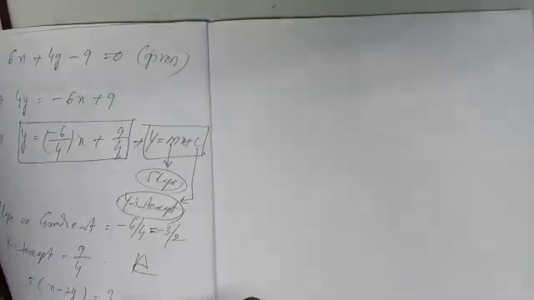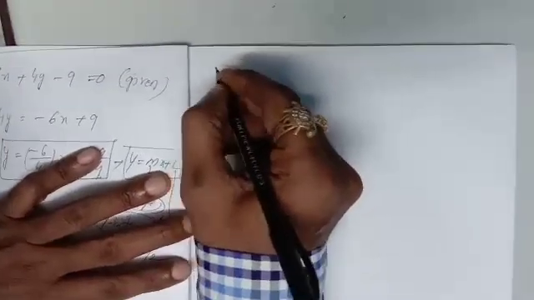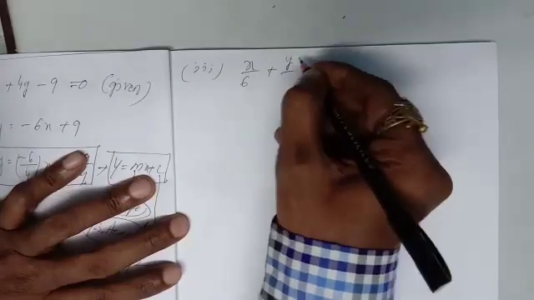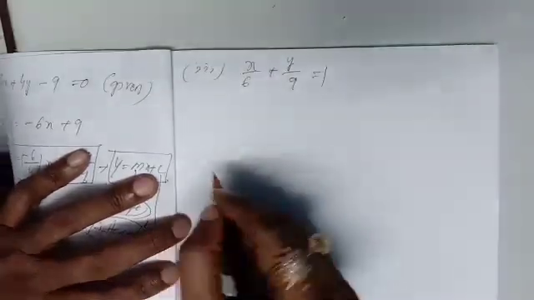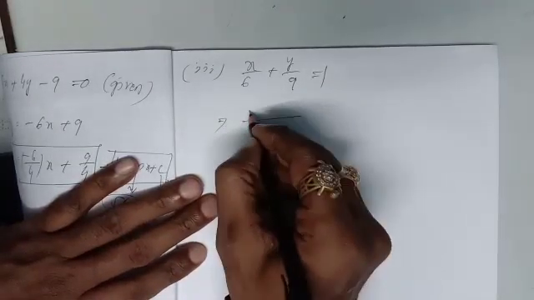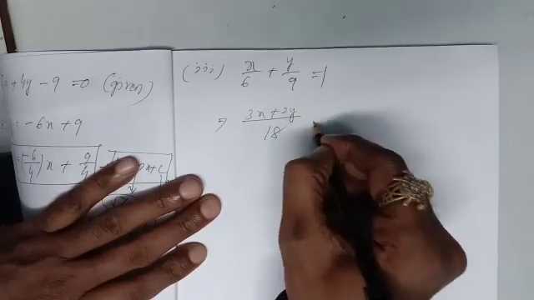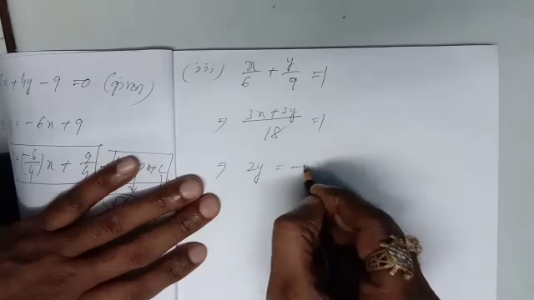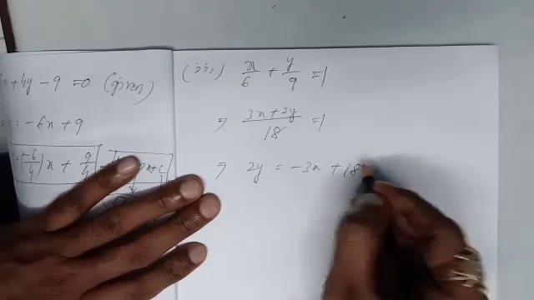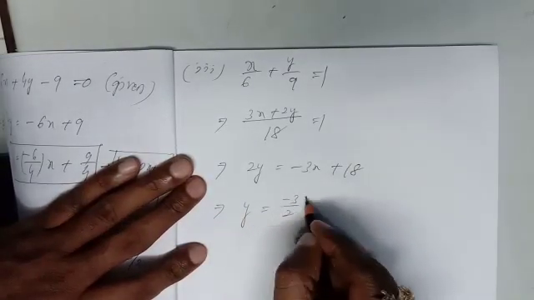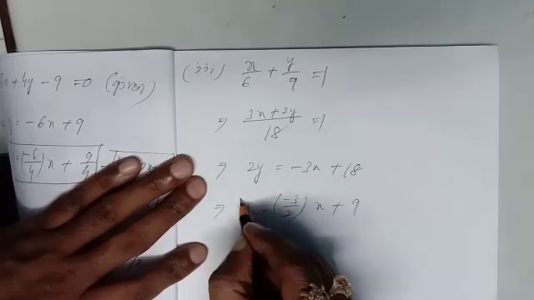And the last question I am doing, number 19, third part. Question given, x by 6 plus y by 9 is equal to 1. You have to arrange taking LCM. The LCM of 9 and 6 will be how much? 18. This will be 3x plus 2y is equal to 18. Finally 2y is equal to minus 3x plus 18. Dividing by 2 on both sides, you will get y is equal to minus 3 by 2 x plus 9.